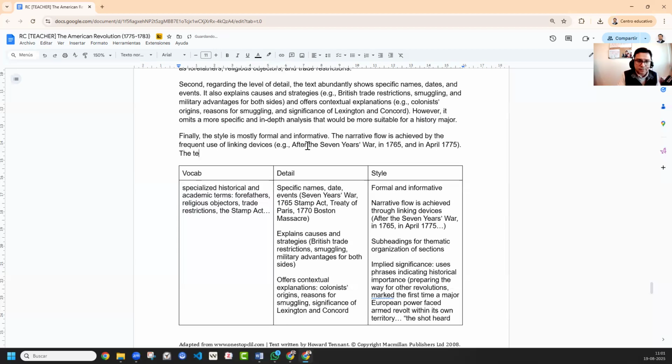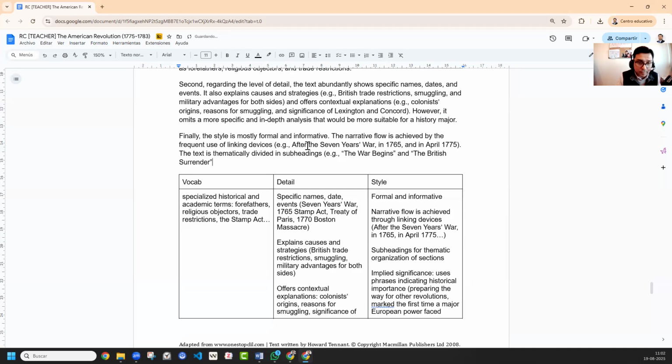Okay, the text is thematically divided in subheadings. In this case, we're going to use another e.g., the war begins, and we're going to use quotes here, and the British surrender.